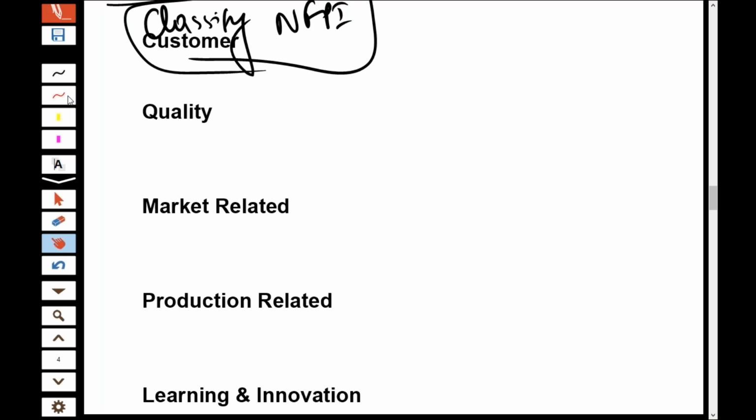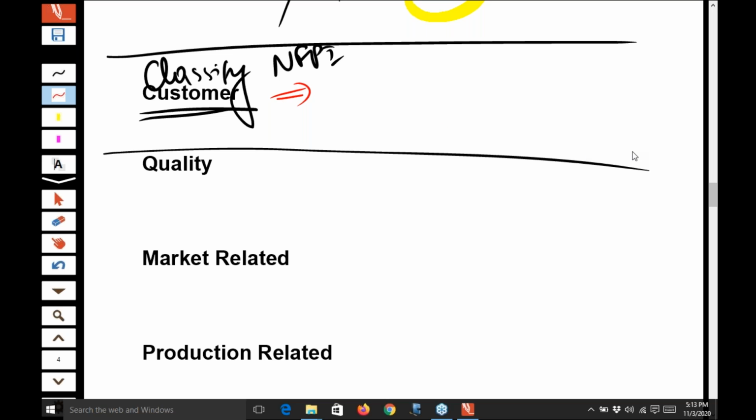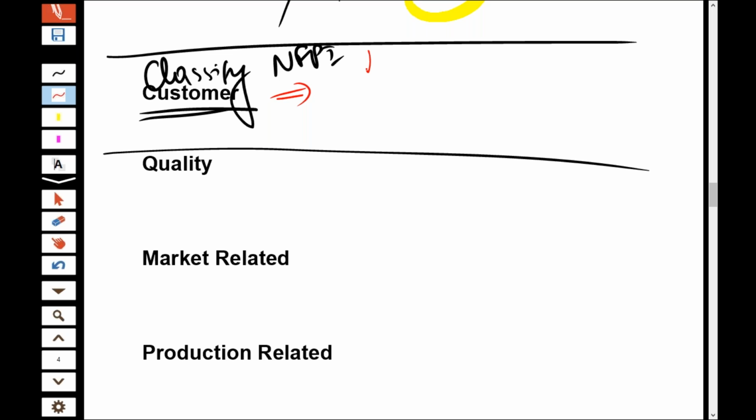Okay, now. If we talk about the classification of the non-financial performance indicators, you people have now classified them into the various categories, and we have discussed that. So if I could get some inputs, some suggestions from you people about the customer. Okay, I've got the level of customer satisfaction. I've got the complaint ratio. Okay, repetitive customer, which is also known as retention ratio.